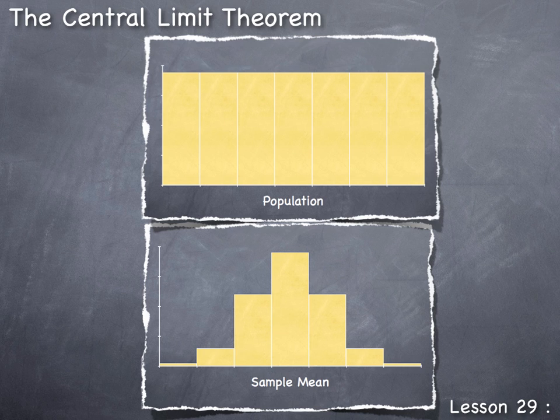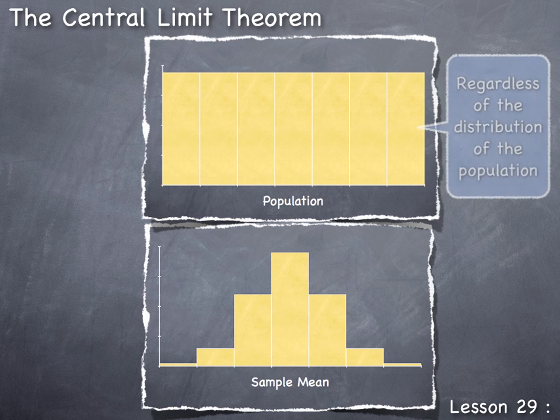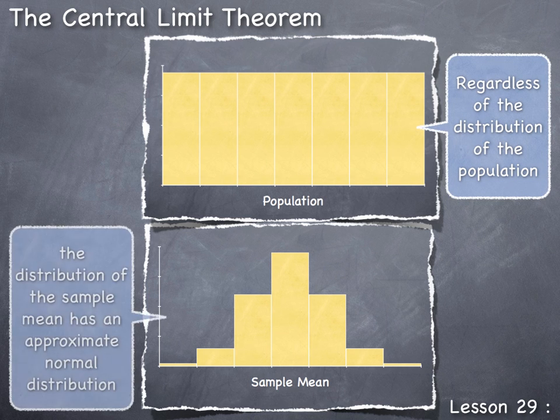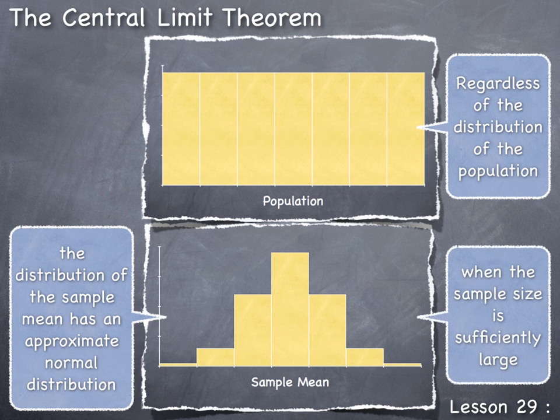Thus, this leads to the pattern of low, high, low, that is a normal or bell-shaped distribution. So, the sampling distribution of the sample means approximately follows a normal or bell-shaped distribution. Regardless of the distribution of the population, the distribution of the sample mean has an approximate normal distribution. When the sample size is sufficiently large, this approximation becomes very good.